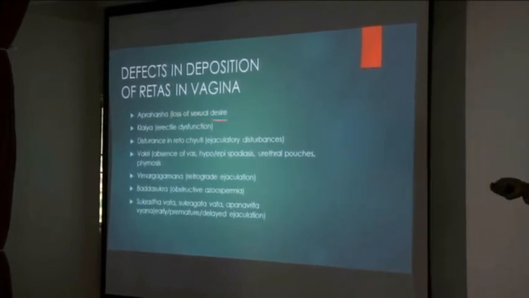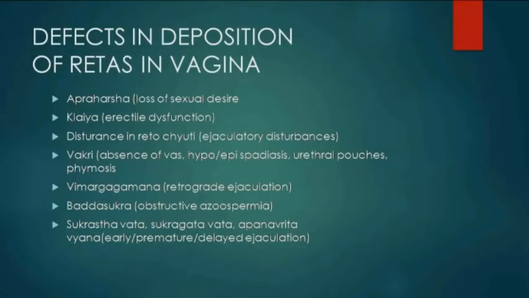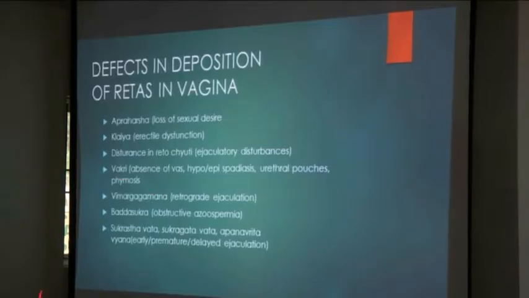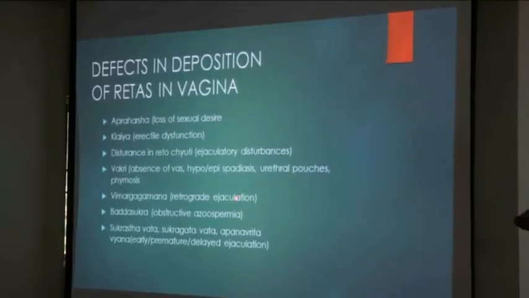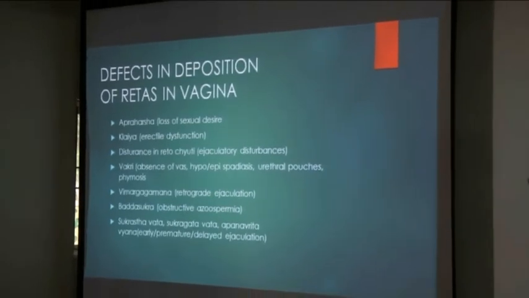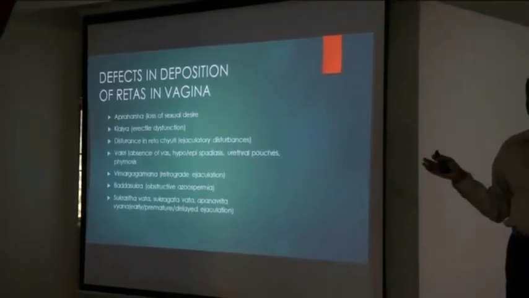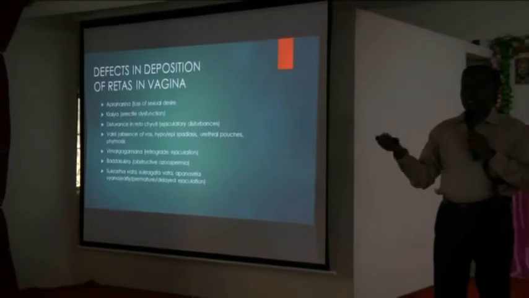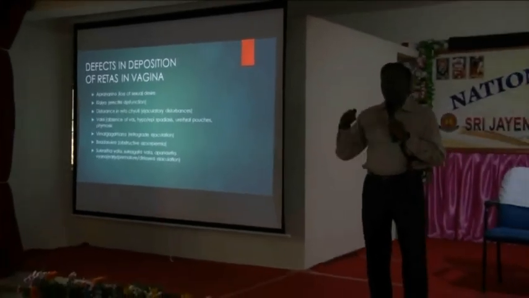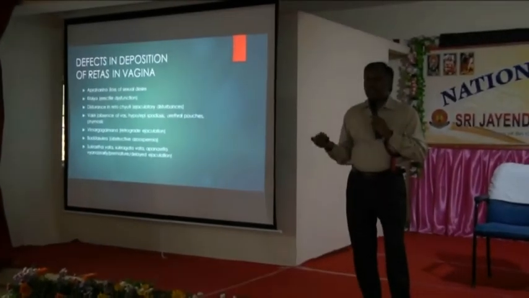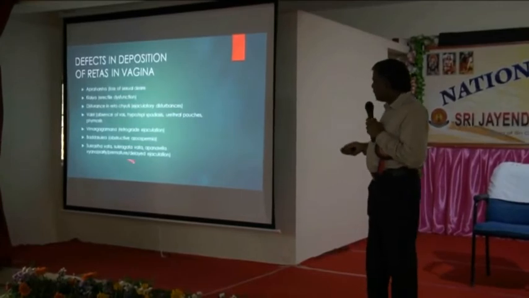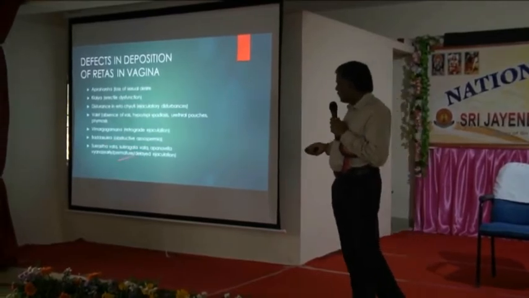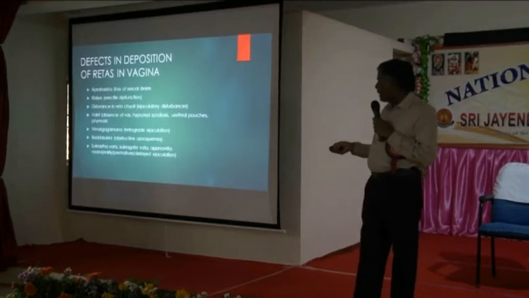Apraharsha, sexual desire. Klibya dysfunction, the same things come here. Ejaculatory disturbance: Vakri, hypospadias, urethral pouches and phimosis. And then Vimarga Gamana, retrograde ejaculation. Here we have to examine in case of retrograde ejaculation, if you have doubt. After coitus, we need to collect the urine and examine. Then we may find sperms in it, and then we say there is retrograde ejaculation. And then Baddha Shukra is obstruction, and Shukrastavata, Shukragatavata, and Apanavrata Vyana, etc.